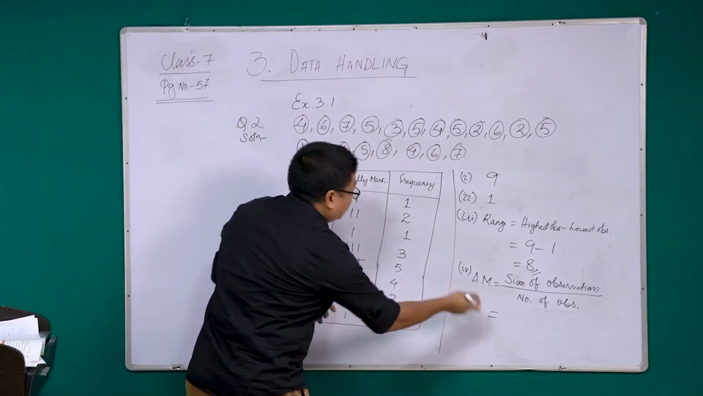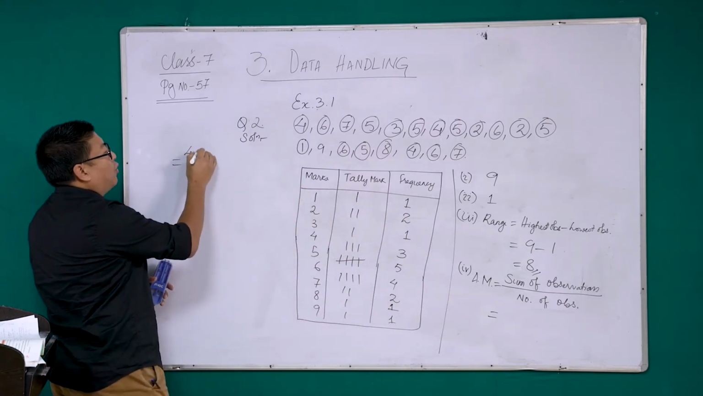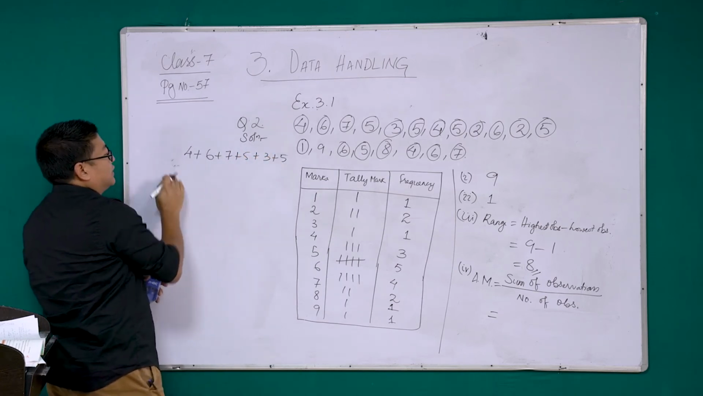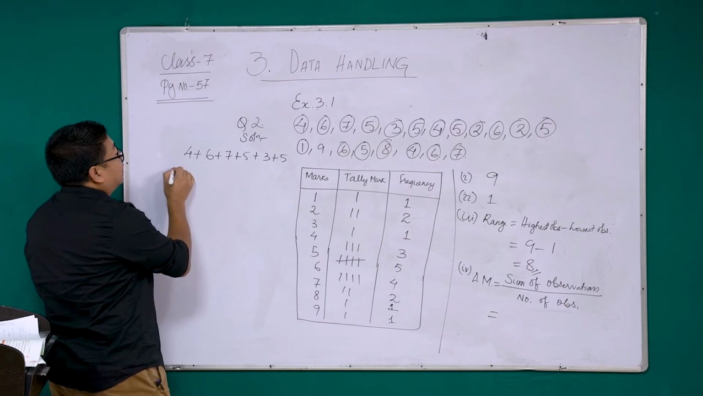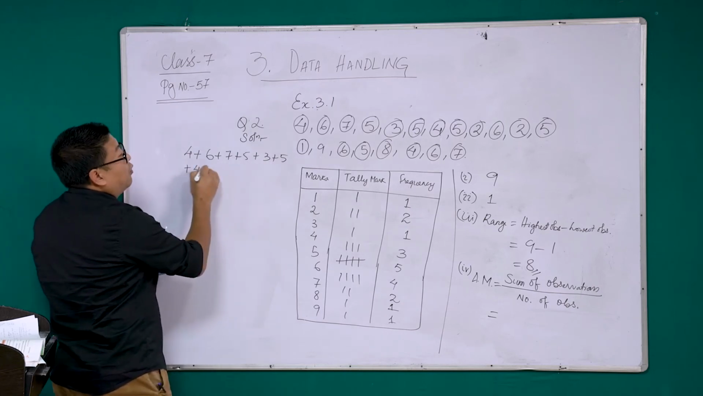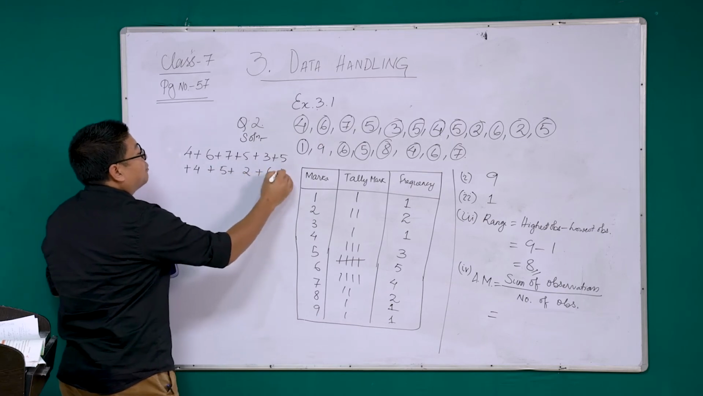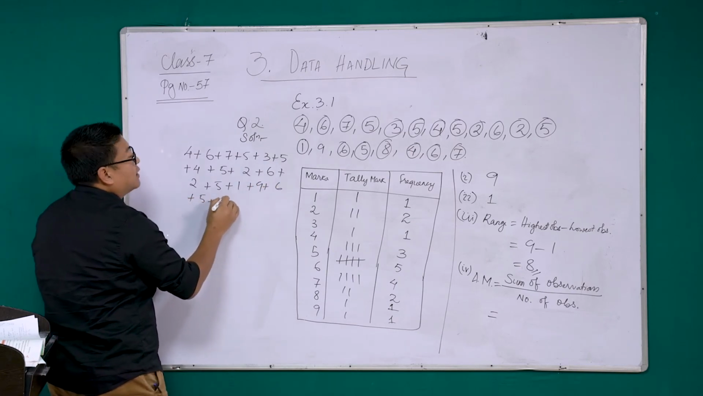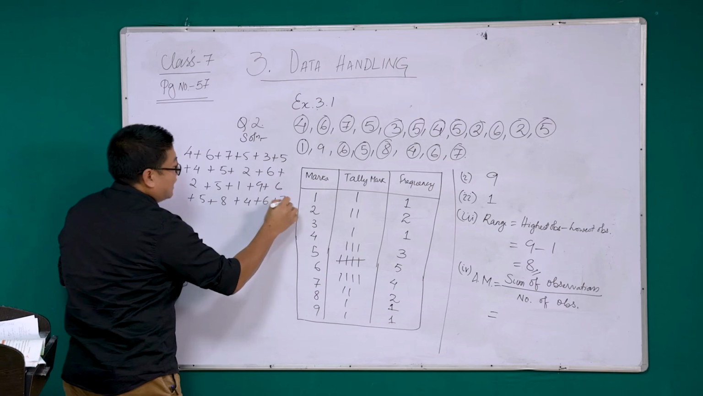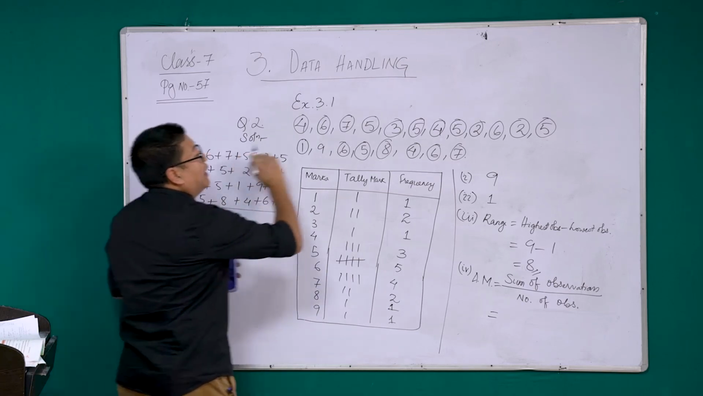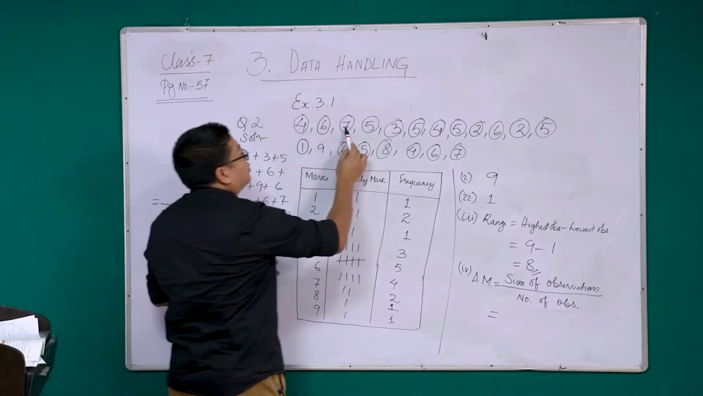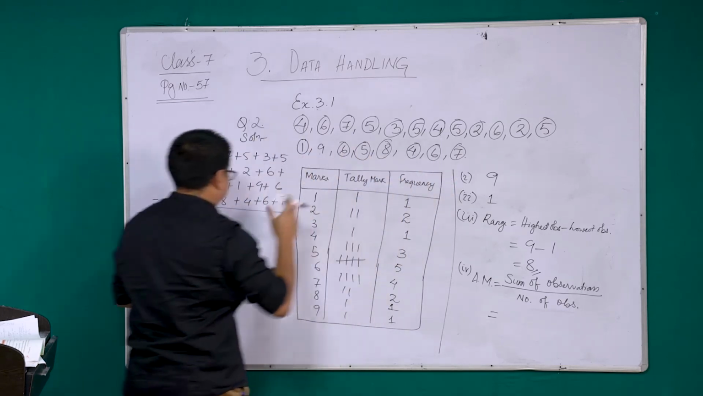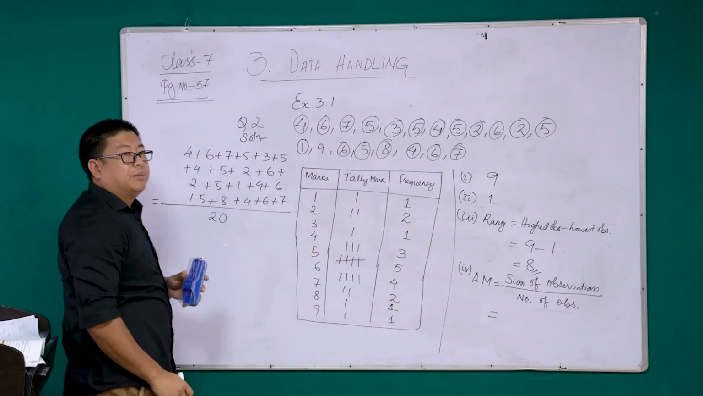So let's continue it here. I can write 4 plus 6 plus 7 plus 5 plus 3 plus 5. Since there's limited space, let me write it over here. Plus 4 plus 5 plus 2 plus 6 plus 2 plus 5 plus 1 plus 9 plus 6 plus 5 plus 8 plus 4 plus 6 plus 7. The whole thing is divided by the total number of observations. That is 1, 2, 3, up to 20. So we have 20 observations.